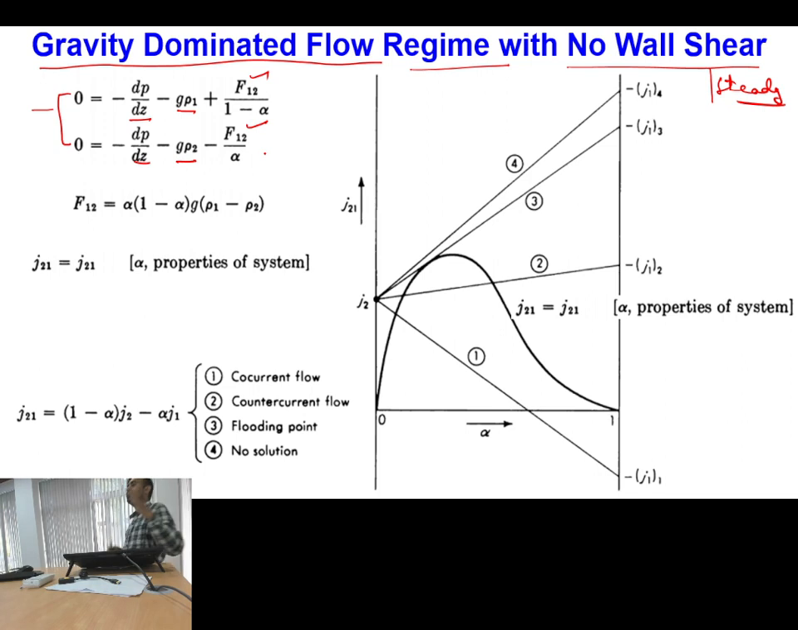So F12 is the force on phase 1 because of its relative motion with phase 2, and F21 here is also F12 but with a minus sign, so it means this is the force on phase 2 because of its relative motion with phase 1. Is this point clear? And of course you can see one more term that we typically write, the wall shear stress, which we are not writing because we are considering wall shear stress negligible.